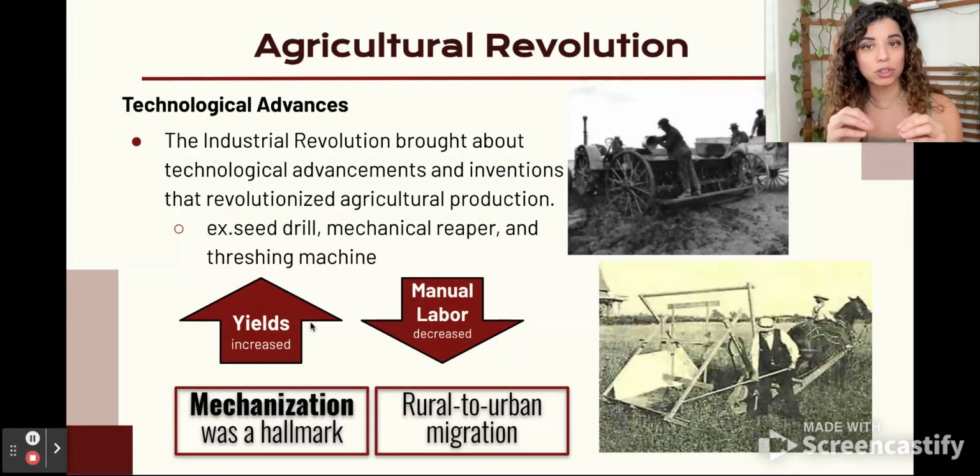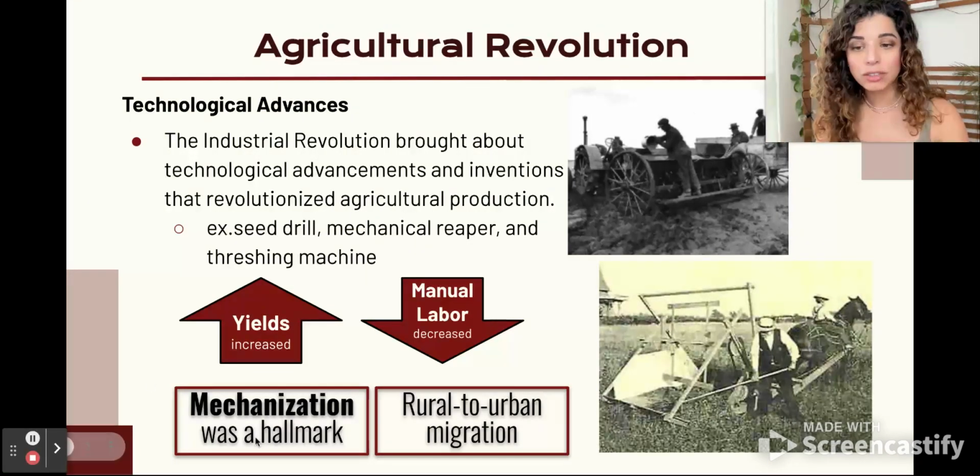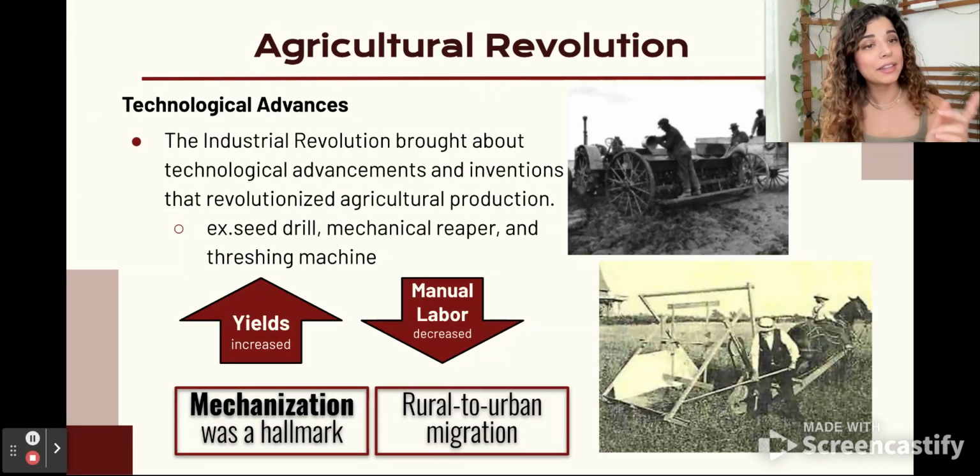This is the second agricultural revolution. You should remember this from Unit 5. Mechanization was a hallmark; that is what encapsulates this second agricultural revolution. And this is also where we see rural to urban migration. The young lady that you saw in one of the previous slides working at that textile factory, that means we see more jobs in cities, so people will move there.